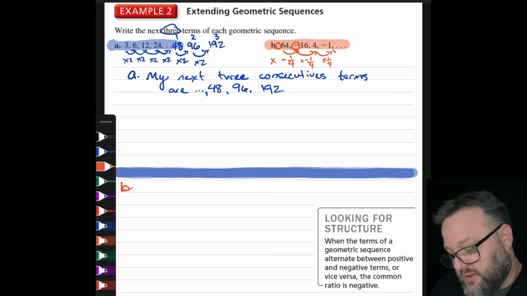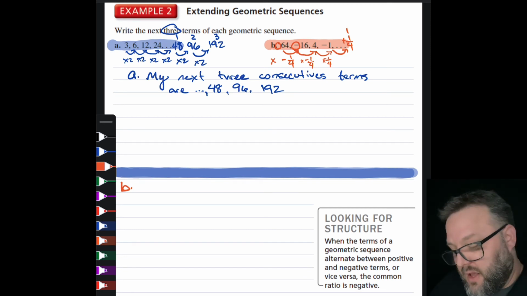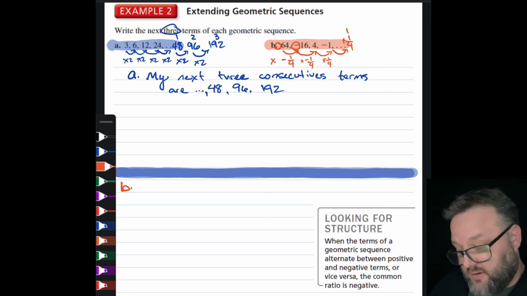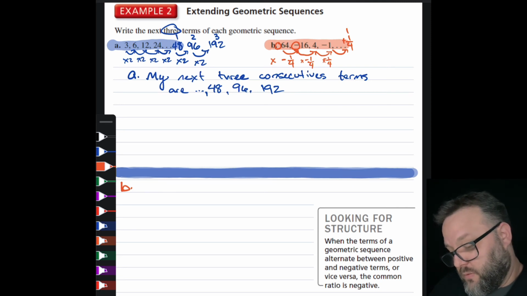So the next term that I'm going to get, and I'm going to need 3, is positive 1/4, because 1 times anything is itself, and a negative times a negative is a positive. The next term, my second term here that I'm trying to find, would be dividing this by 4, which means I get negative 1/16.